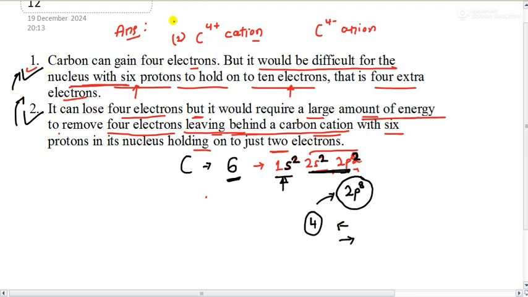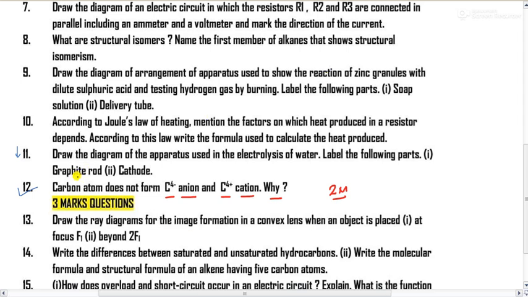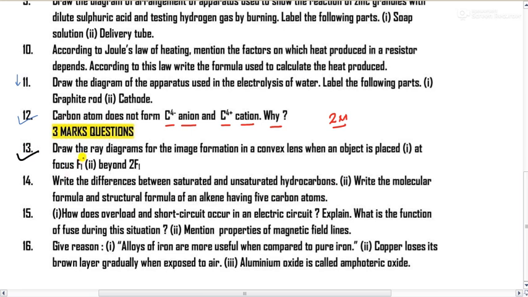Okay, coming to the next question. Now we have 3-mark questions. Question number 13. This is very important: ray diagram of convex lens. Sometimes you will get it for concave mirror. If it is not for the mirror, it will be for convex lens. So learn them all. Here they have asked, draw the ray diagram for the image formation in a convex lens when an object is placed at first focus f1 and beyond 2f1.